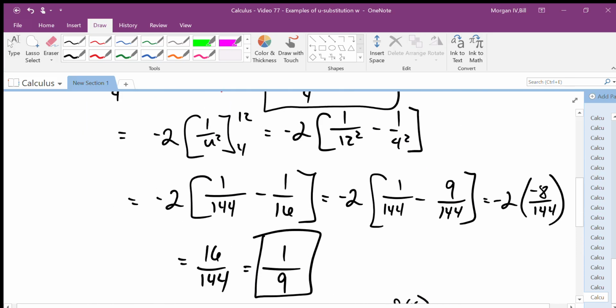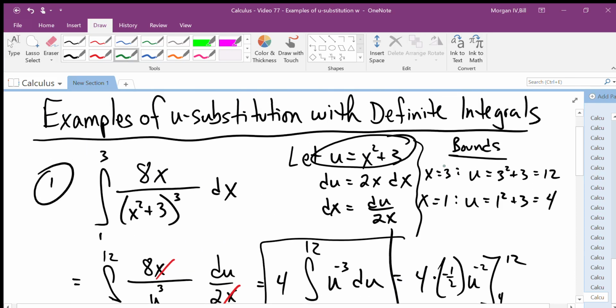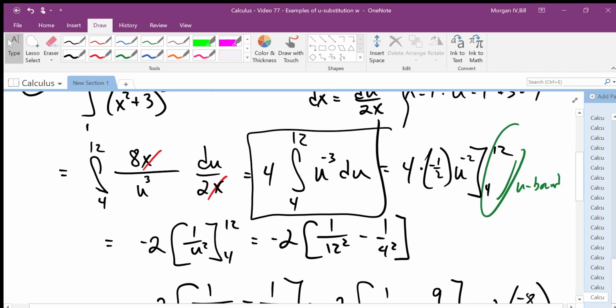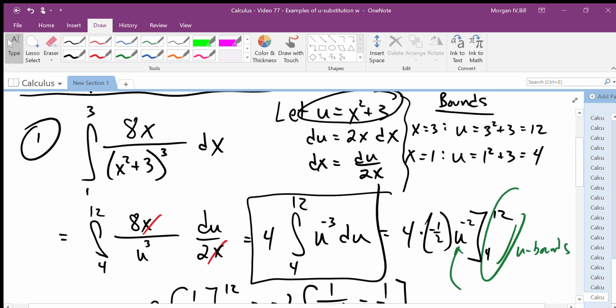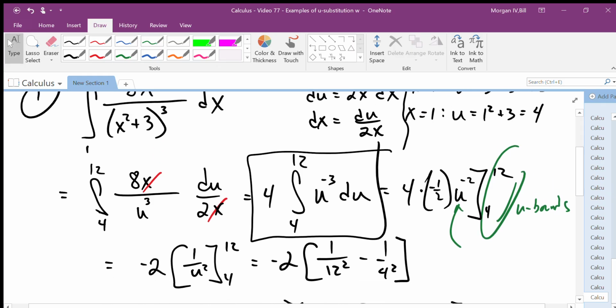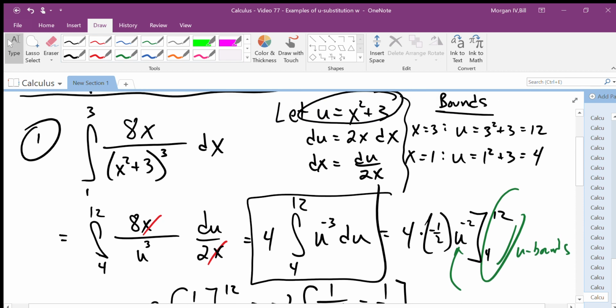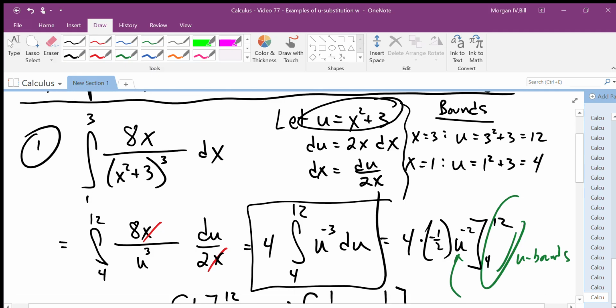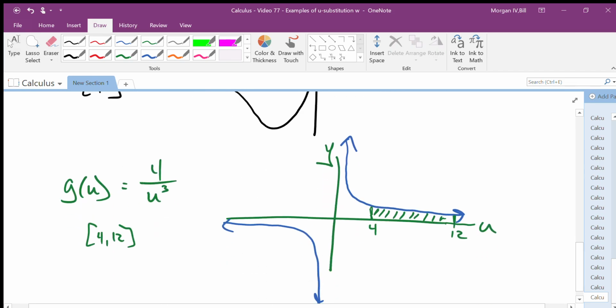Once again, I changed my bounds. The x bounds 3 and 1 go to 12 and 4. Because I changed my bounds to u bounds here, I was able to leave my function in terms of u and just plug those u bounds into the u. If you don't change your bounds and leave your x bounds 1 to 3, remember, you have to back substitute and replace the u with x squared plus 3 before you plug in your bounds 1 to 3. Okay, very good. Let's try the next one.